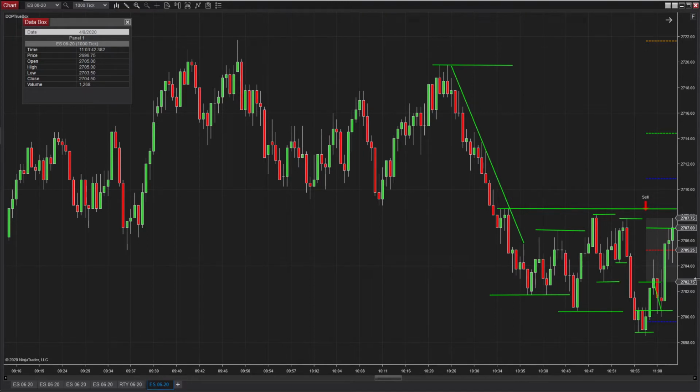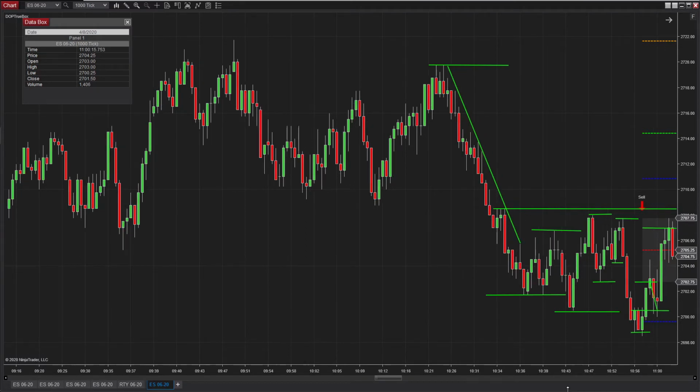So where's my risk? My risk is really here. I'm short at 07, and my risk is really here at 08 half, maybe a tick or so above that. So I'm short from 07 and my risk is a 1.5 or something like that. And we start selling off.